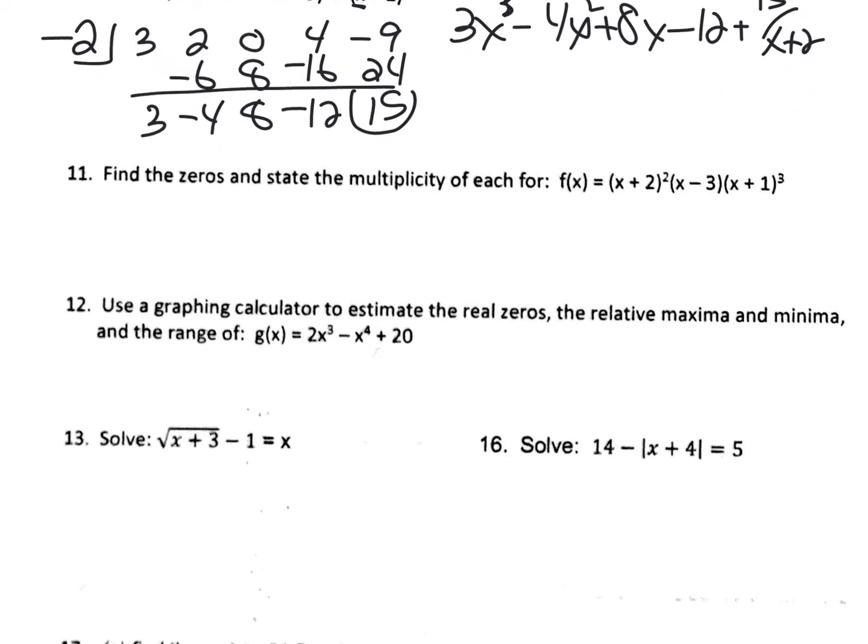Number 11, state the zeros and the multiplicity. It's already factored out for you. -2 is the first 0. It has a multiplicity 2 because the exponent is 2. 3 is the second one. It has a multiplicity 1. And the last one is -1, has a multiplicity 3 because the exponent is 3.